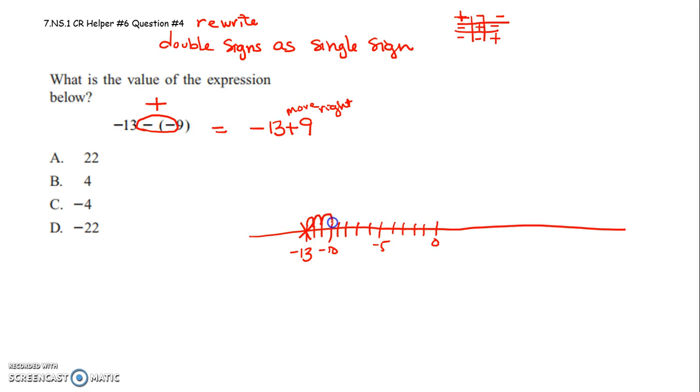1, 2, 3, 4, 5, 6, 7, 8, 9. And I end up right here at -4. So that final answer is -4.